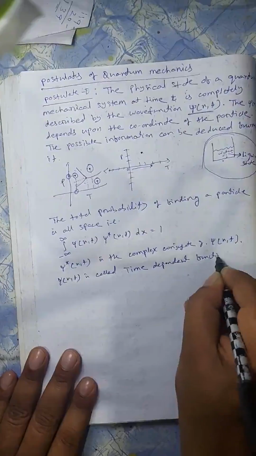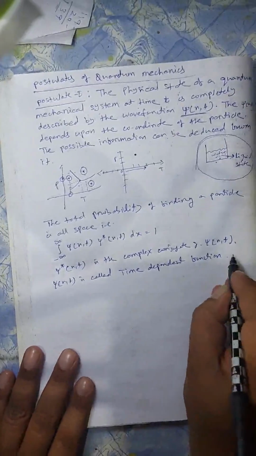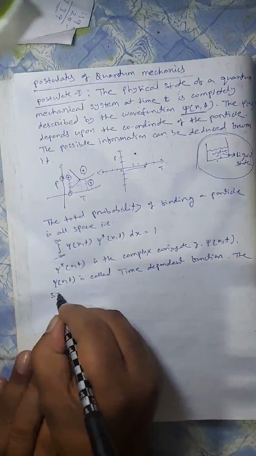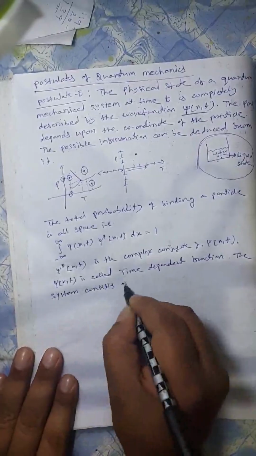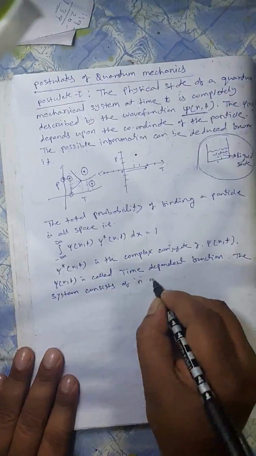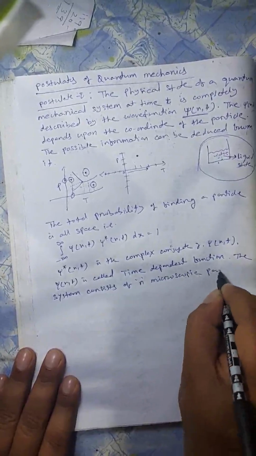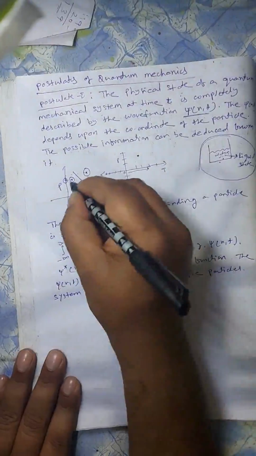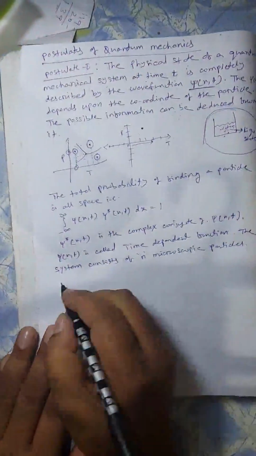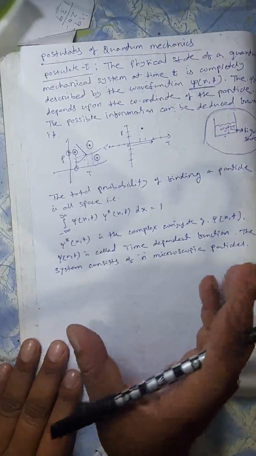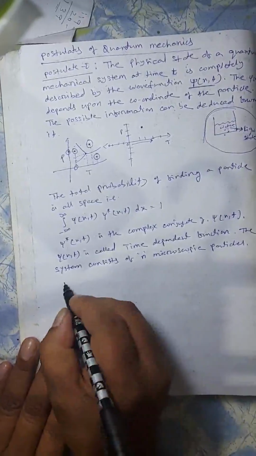Time dependent function. Suppose the system consists of n microscopic particles. Suppose this system consists of a number of particles, because we take the minute amount, very small. Classical means bulk amount, quantum means small microscopic particle. Suppose n microscopic particles are there.